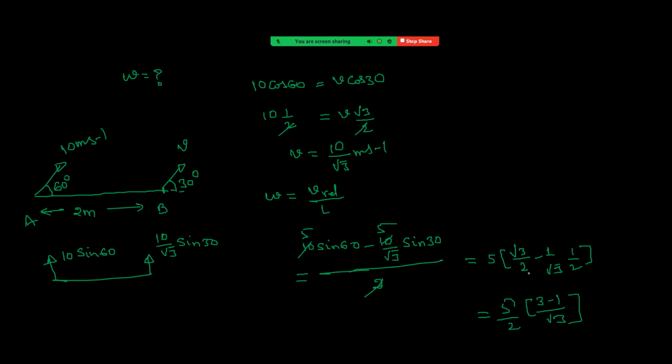Check the calculation once. 2 taken outside. Root 3 into root 3, that is 3. 3 minus 1 upon root 3. 3 minus 1 is 2. 2 gets cancelled. This is now 5 upon root 3, right? Radian per second. That is the angular velocity of the rigid body. Like this, we can find the omega value either by using relative velocity by separation between them or d theta by dt. Okay.